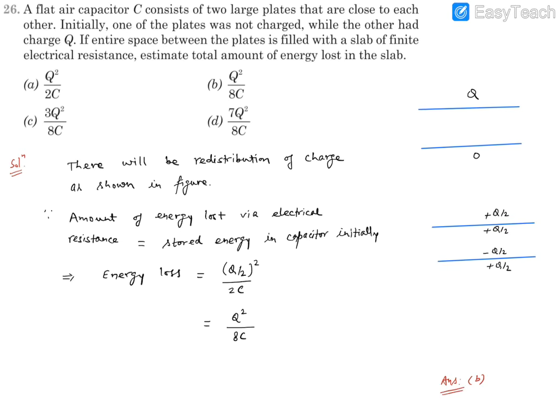So it's going to be Q square upon 2C, where Q is going to be Q by 2. So charge square upon 2C is the expression. So that's the energy loss. Now we can simplify, it's going to be Q square and then 8C. Q square by 8C will be the answer. That is, the second option is the correct answer.